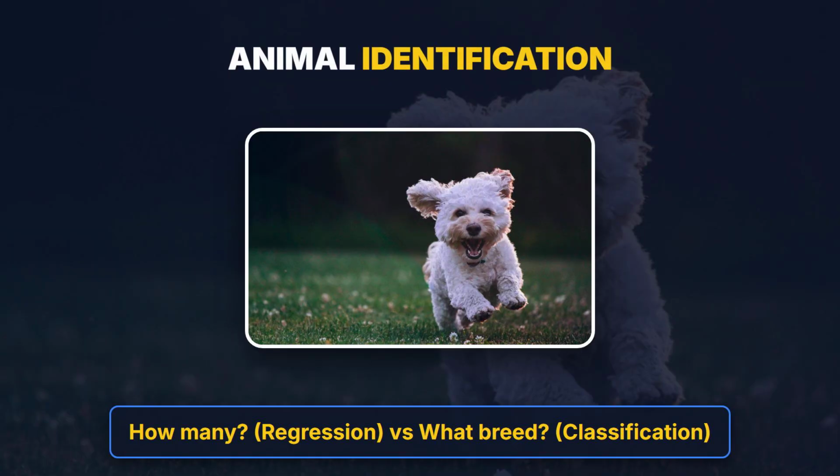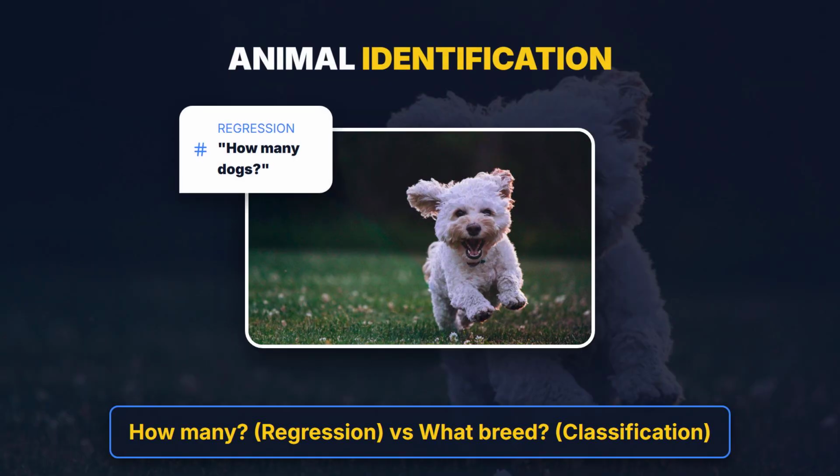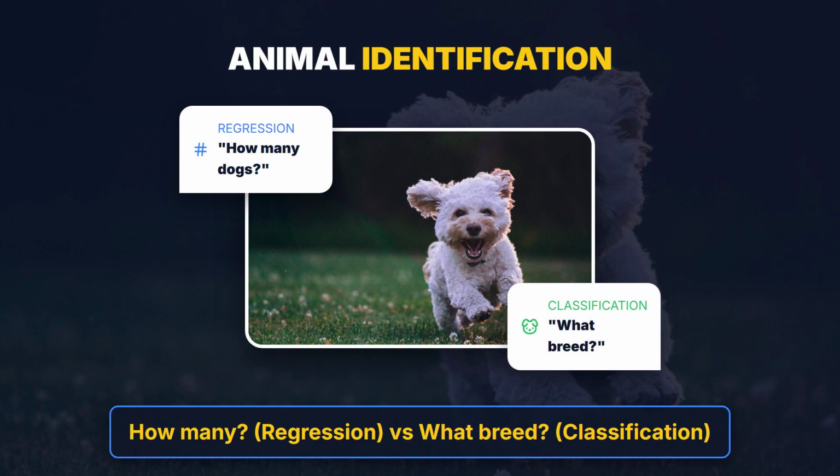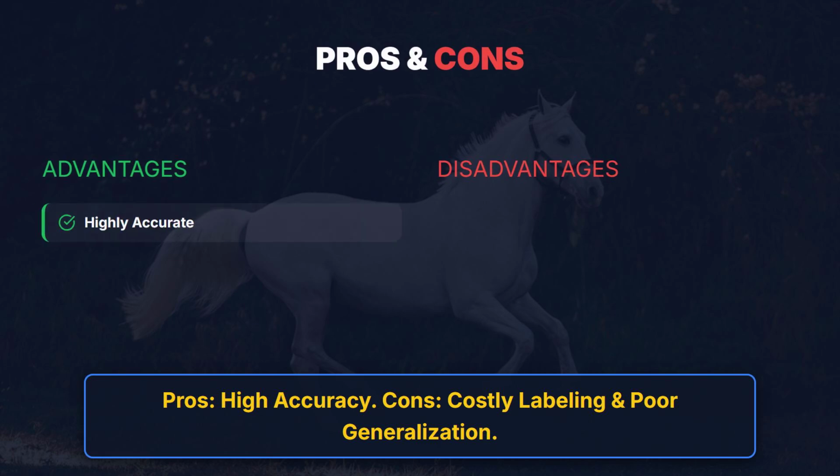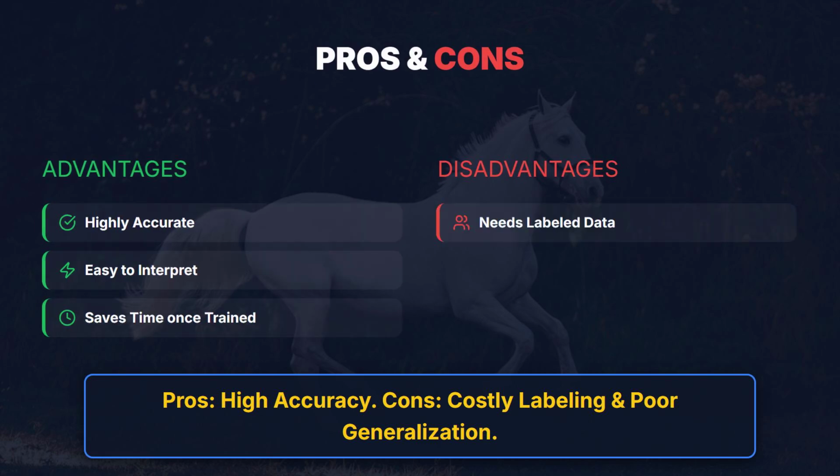Think of it this way: if you ask a model how many dogs are in this image, the answer is a number, that's regression. If you ask what breed is this dog, the answer is a category like Pomeranian, that is classification. Supervised learning is highly accurate and interpretable, which saves time.